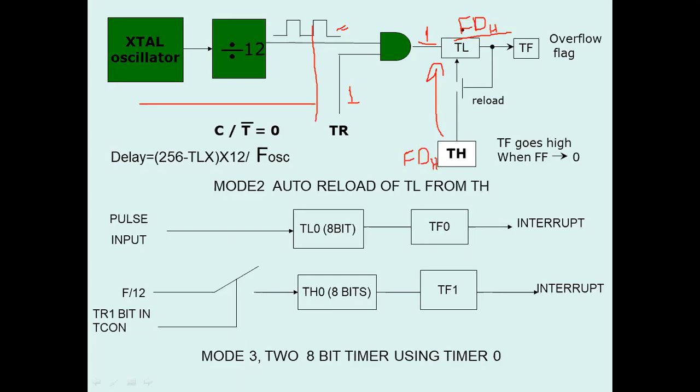How will TL know whether it is starting again from 00 or not? Because if it starts from 00, our objective will be disturbed, so this FD value should be stored somewhere, so that after the overflow the FD value will automatically be there. Clear or not? So in that case this mode 2, the auto reload mode, is used. Clear or not?